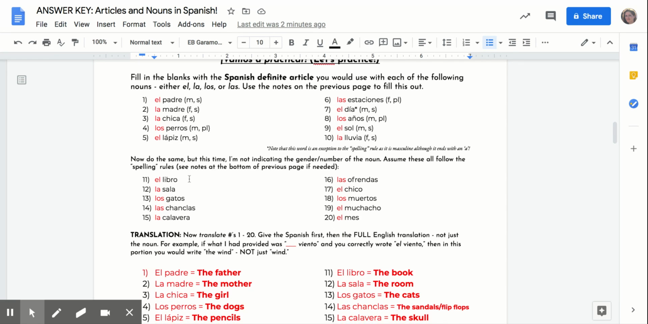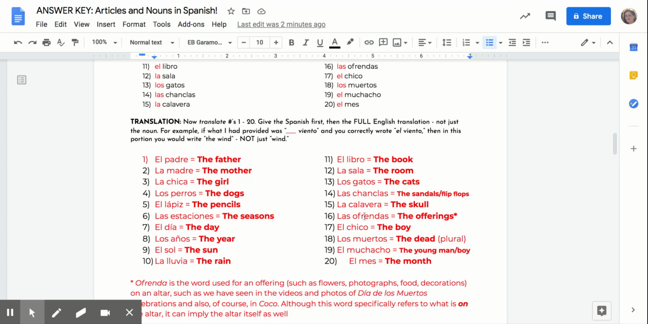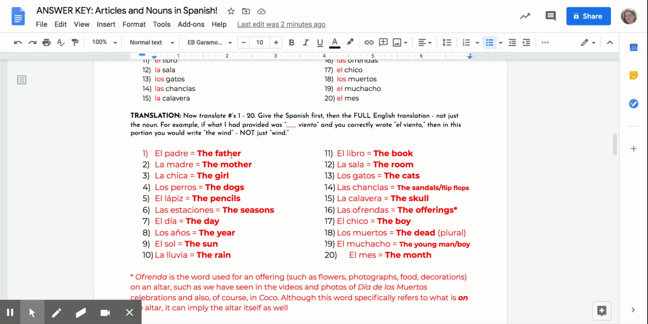Okay. Then numbers 11 through 20, I'll go through these quickly. El libro, la sala, los gatos, las chanclas, la calavera, las ofrendas, el chico, los muertos, el muchacho, el mes. Okay? So translations of these are all here. I'm going to go over a couple of them. Most of these I think you should have already known, but I am going to go through a couple that might have confused you. Okay?